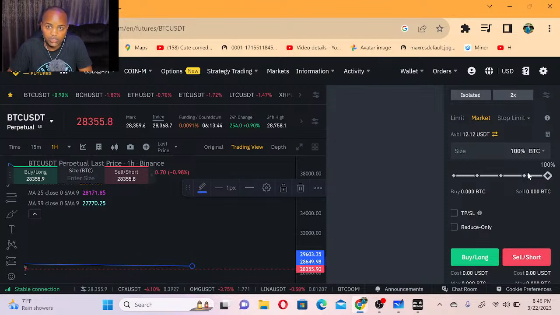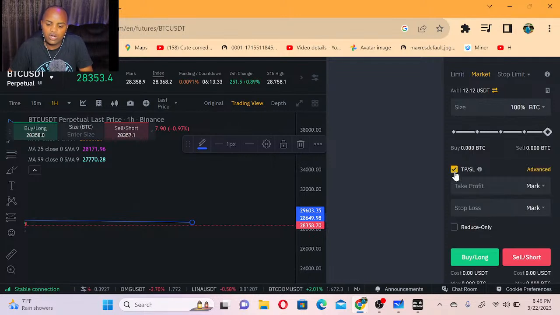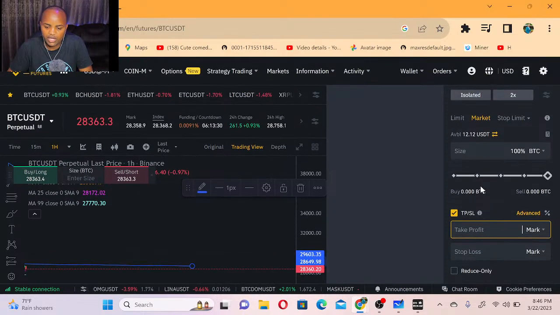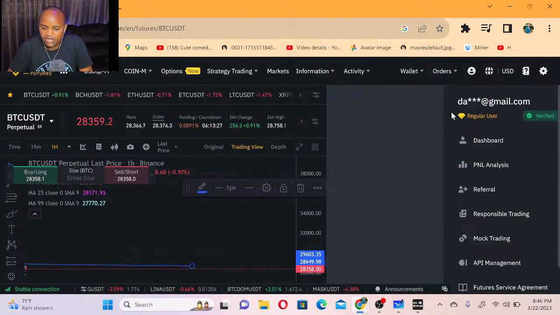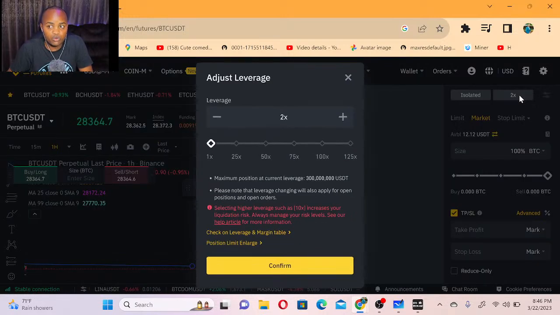So I've clicked 100. Because I have seen that Bitcoin is maybe going down, what I'm going to do over here is use something we call take profit and stop loss. First of all, let's start up here. There's something I forgot to tell you. We have our isolated, so we selected isolated. The most important thing here is what we call leverage.